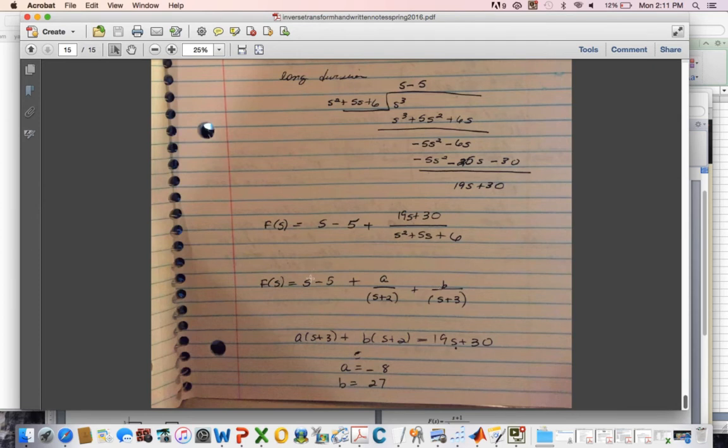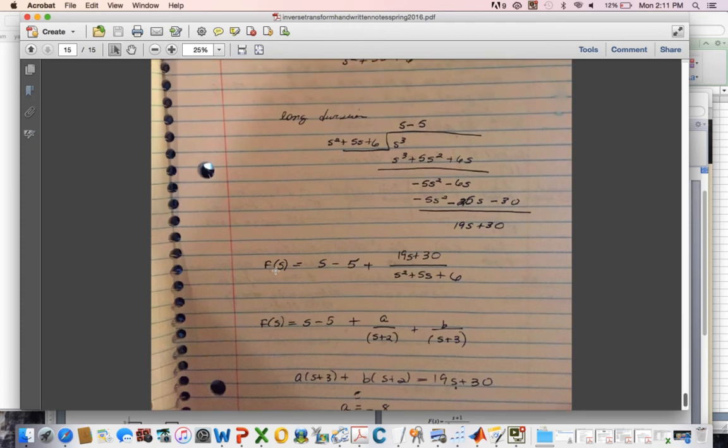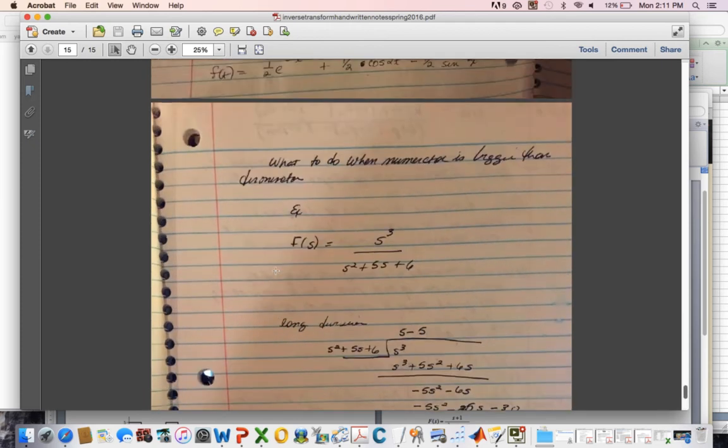The inverse transform of 5 will be the impulse function, and the inverse transform of s is the first derivative of the impulse function. How do I know that? Because I'm applying the derivative property that says multiplication by s in the Laplace domain is differentiation in the time domain. So that concludes the lecture on the inverse transforms.